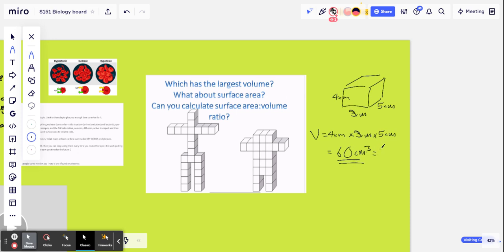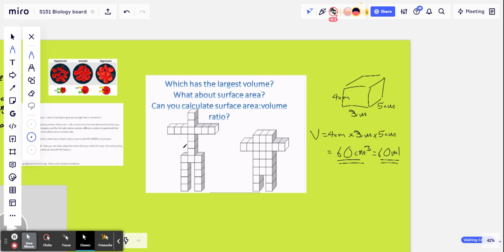Incidentally, that is exactly the same as 60 milliliters. So a centimeter cubed is the same as a milliliter. Not important for this topic, but it is important. You'll come across this in science in other places.